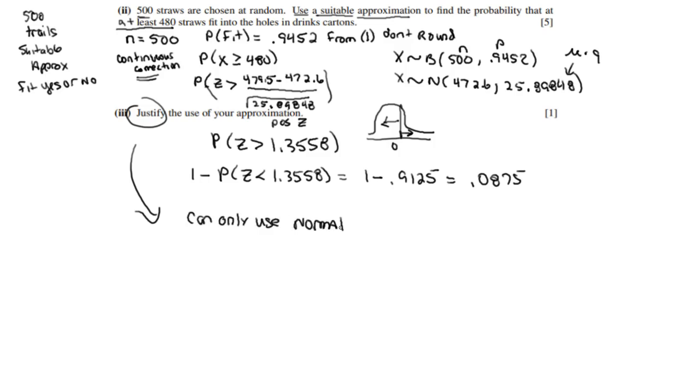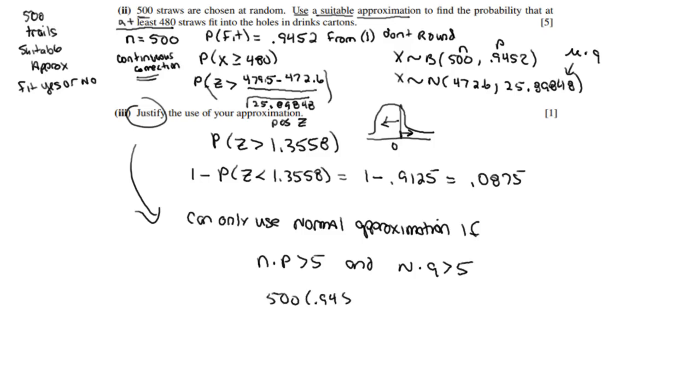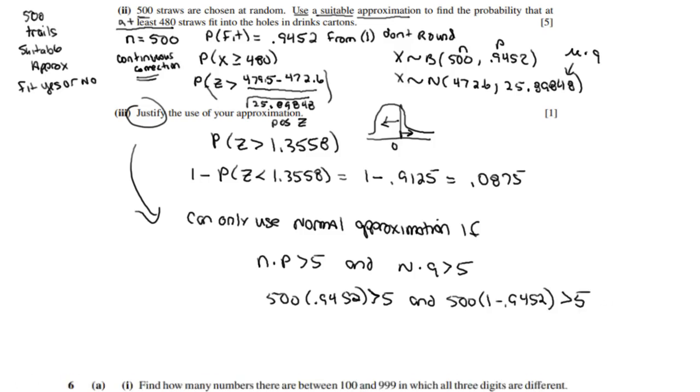All right, so they want us to justify it. Well, we only can use a normal approximation for a binomial if n times p is greater than 5, and if n times q is also greater than 5. So all you do is say that. 500 times 0.9452 is greater than 5, and 500 times 1 minus 0.9452, or you can actually do it if you want, is greater than 5.